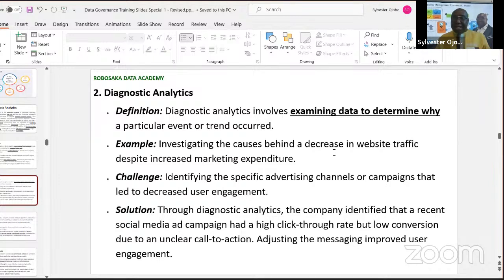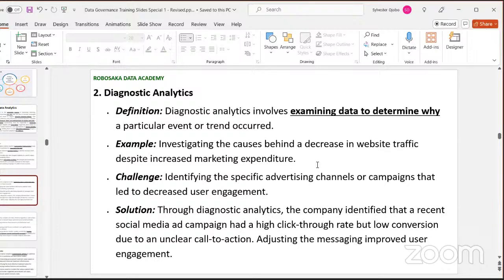Investigating, looking into the causes behind a decrease in website traffic. That's despite increased marketing expenditure. You spend more money to make sure people come into your website to buy something, but there's a decrease. It could be that the website is very slow, so after some time I lose interest. Or rather than taking me straight to what I want, they go about it in a roundabout way, just because they want me to go through everything on that website before I get to what I actually want. So I lose interest in that website.